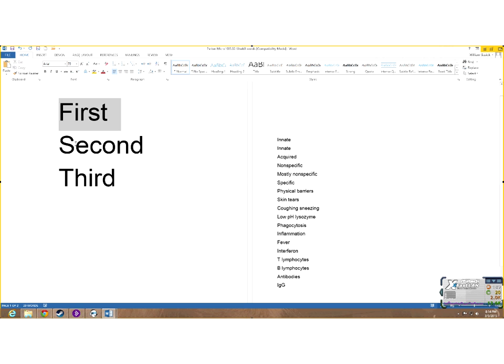All right, so this is the first, second, and third levels of immunity, or immune defenses, I mean. Can you guys tell me, we'll start on the first. Can you tell me what goes in the first, out of this word bank right here, which goes in the first line of defense?